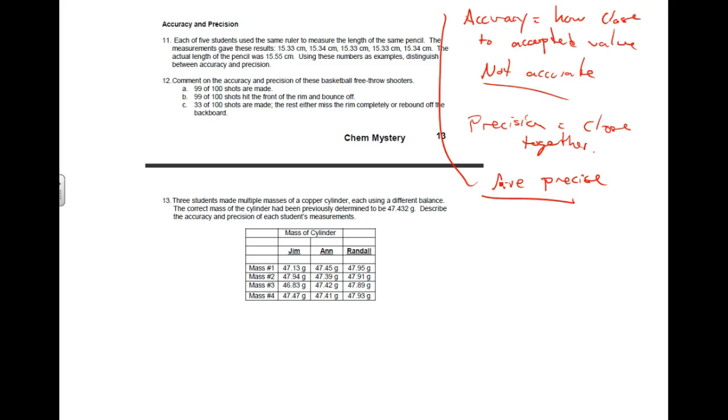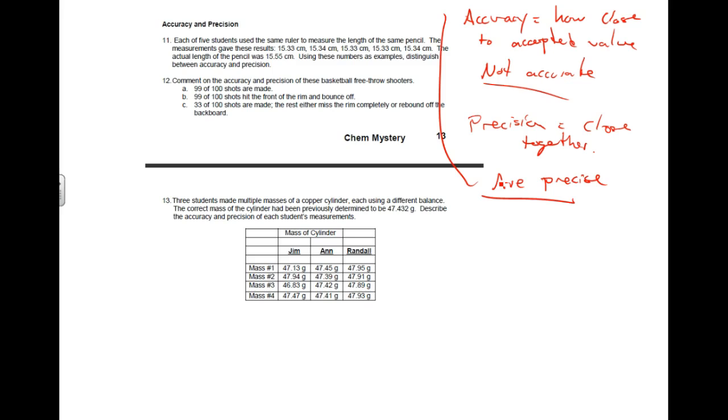Okay, number 12, comment on the accuracy and precision of these basketball free throw shooters. All you have to say is if they're accurate or precise, both or neither. All right, number 13, it's similar. Now it says 3 students made multiple measurements of the mass of a copper cylinder, each using a different balance. The correct mass of the cylinder had been previously determined to be 47.432. Describe the accuracy and precision of each student's measurement.